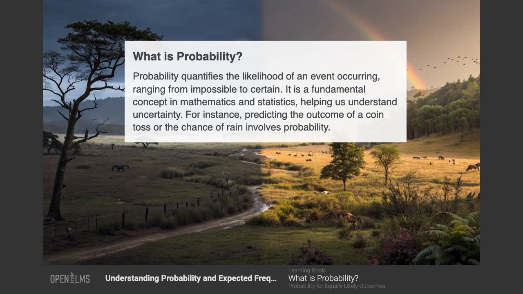What is probability? Probability quantifies the likelihood of an event occurring, ranging from impossible to certain. It is a fundamental concept in mathematics and statistics, helping us understand uncertainty. For instance, predicting the outcome of a coin toss or the chance of rain involves probability.